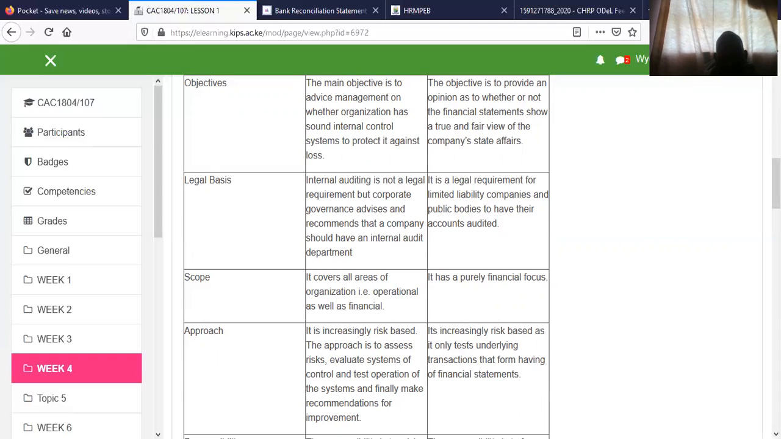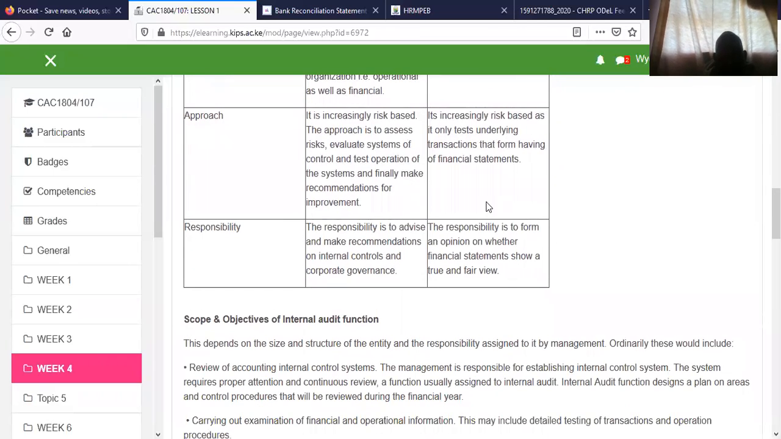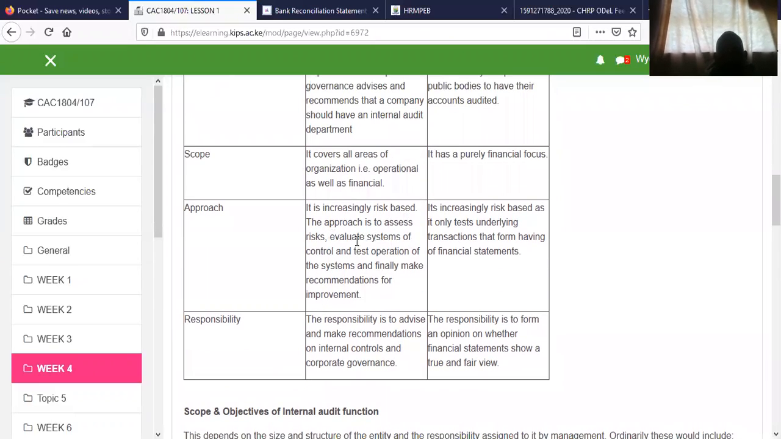The approach that is used, you'll find that in the internal, it is increasingly risk-based. The approach is to assess the risk, to evaluate systems of control and test operation of the system, and finally make the recommendation for the improvement. Remember here, the internal is to evaluate the risk, and remember, a risk is anything that can bring about loss. So we are trying to find out, do we have loopholes that can lead to loss in our organization? But the approach of external is also risk-based, but it only tests underlying transactions that have been captured in the financial statements.